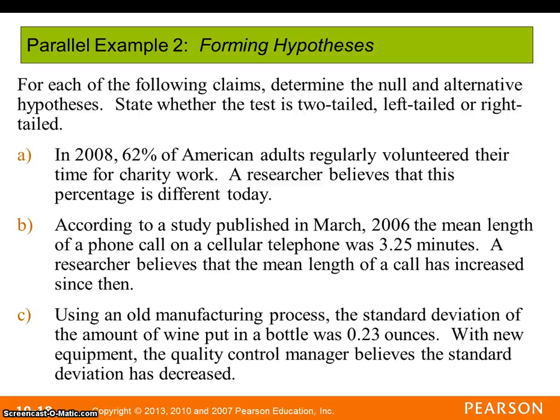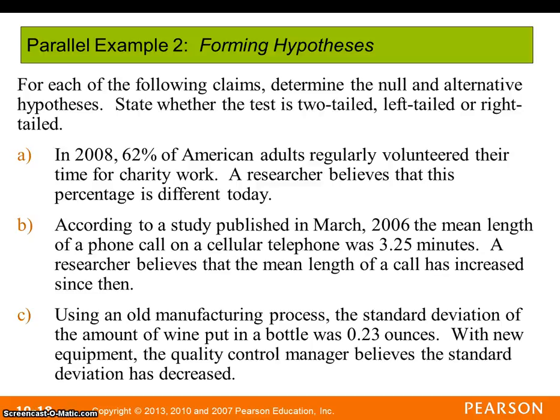For part B, it says, according to a study published in March of 2006, the mean length, or the average length, of a phone call on a cellular telephone was 3.25 minutes. A researcher believes that the mean length, so the average length of the call, has increased since then. So in this case, the null hypothesis would be that the length of a phone call has remained at about 3.25 minutes, and the alternative hypothesis would be that the length has increased. So that would be a right-tailed test.